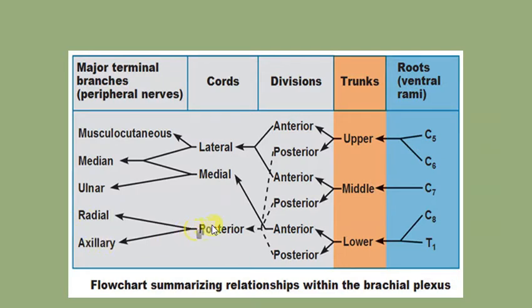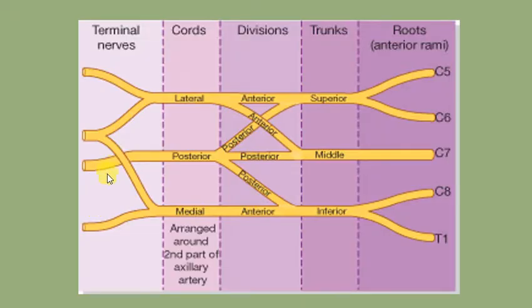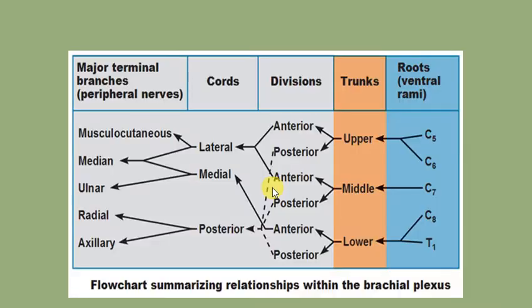Radial and axillary, from the posterior cord. The posterior cord forms the radial and axillary nerves. So from here the posterior cord forms two terminal nerves, and it is formed by the combination of the posterior divisions.